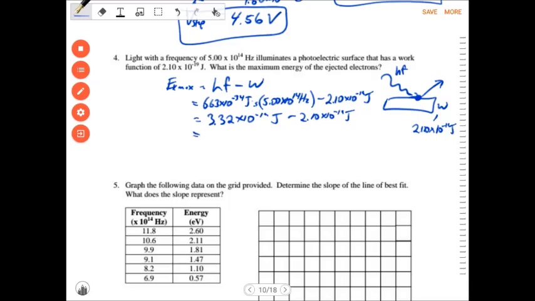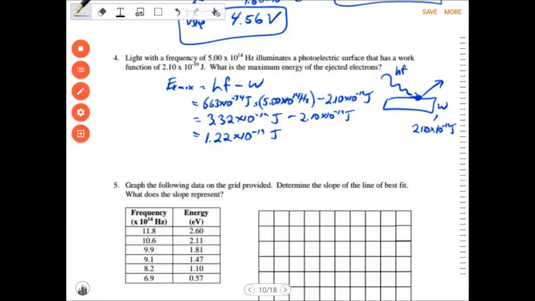Now remember, use all your digits for this, because it's 3.315 times 10 to the negative 19 minus 2.10 times 10 to the negative 19. Again, with 3 sig digs, that works out to 1.22 times 10 to the negative 19 joules. So that is how much energy the electron has when it gets kicked off.